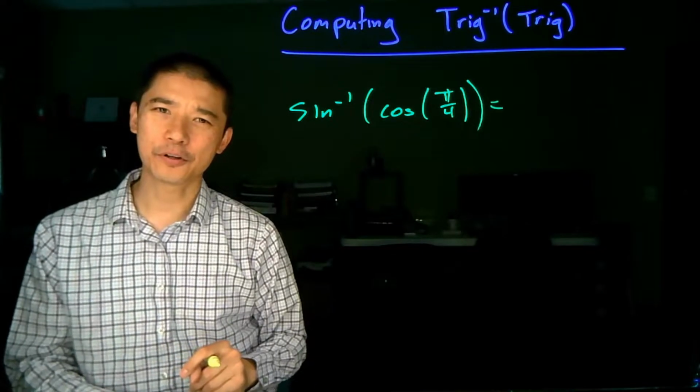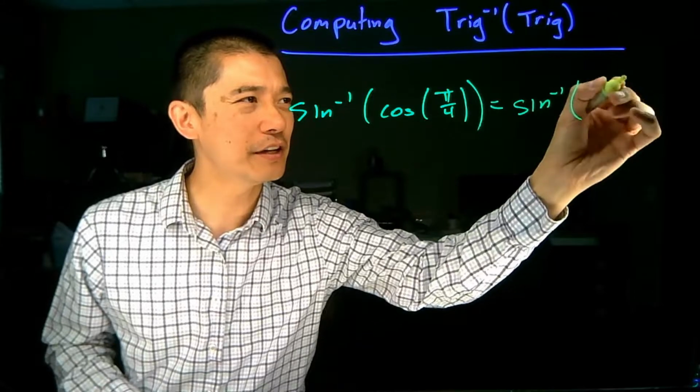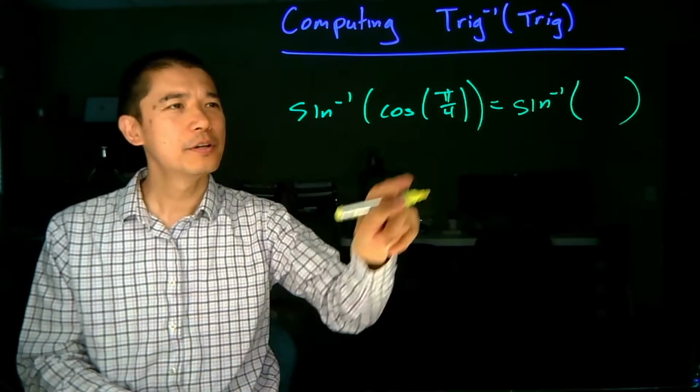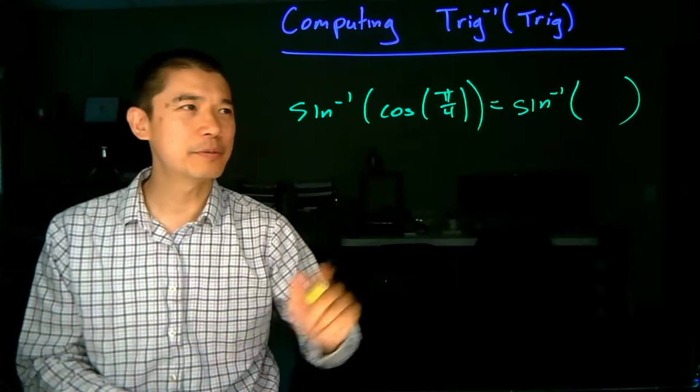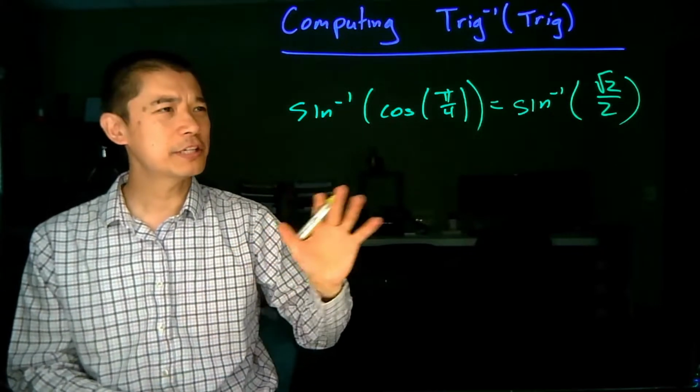Cosine of pi over 4. This is a known quantity, so we should be able to use the exact value. And whenever it's a known quantity, you should use the exact value. Cosine of pi over 4 is going to be square root of 2 over 2. And now we're going to take the inverse sine of that.